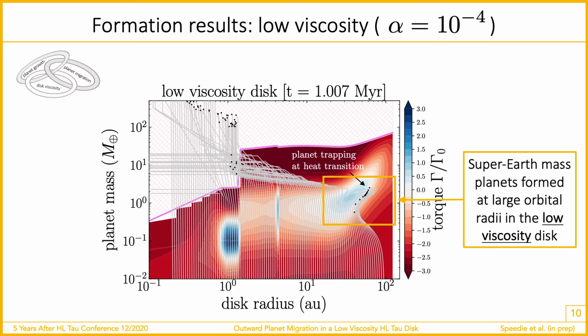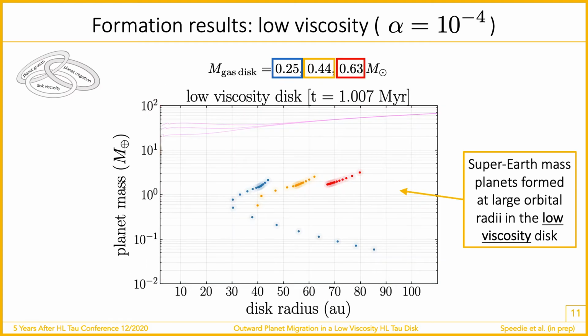If we focus on the state of the simulation at about 1 million years, approximately the current age of the HL-Tau system, we see that this group of planets have reached 1 to 3 Earth masses, and that they're currently trapped just outside the heat transition. The results I just showed you assumed an HL-Tau disk gas mass of 0.44 solar masses, but the outcome is similar for higher and lower mass disks.